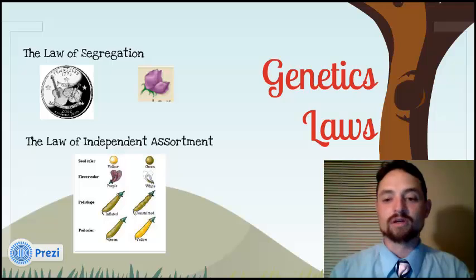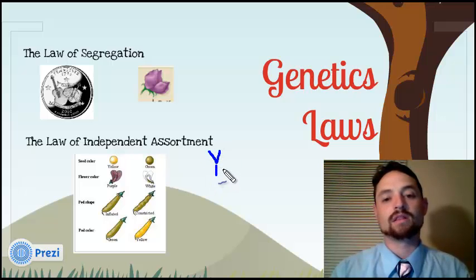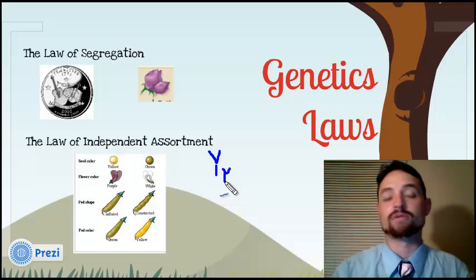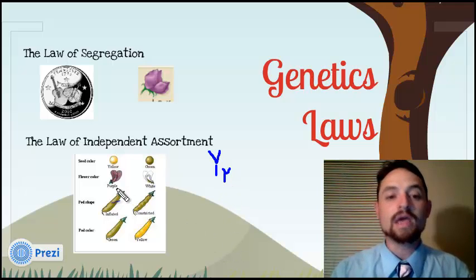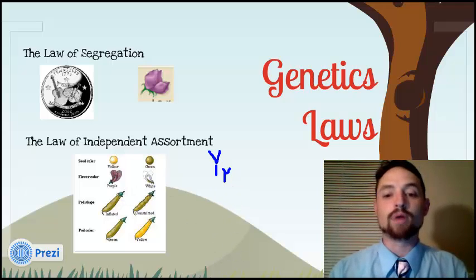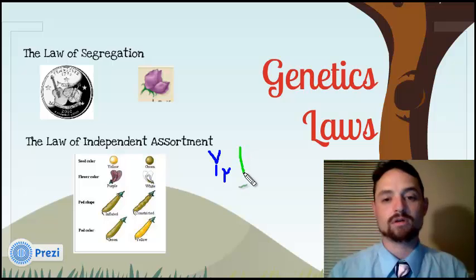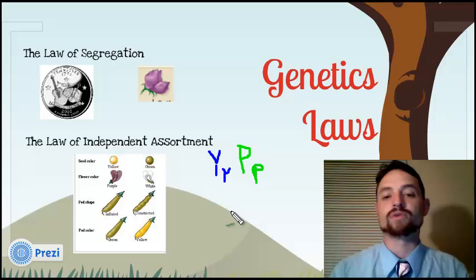So let's assume here that we've got the seed color. Okay, so seed color is yellow, big Y, and let's say little y. That's the F1 individual. So that would have been a yellow seed plant. And it's also a purple plant. So let's see if we can do that on here as well. Let me change it here. Okay, purple, big P. We're still in the F1 generation.